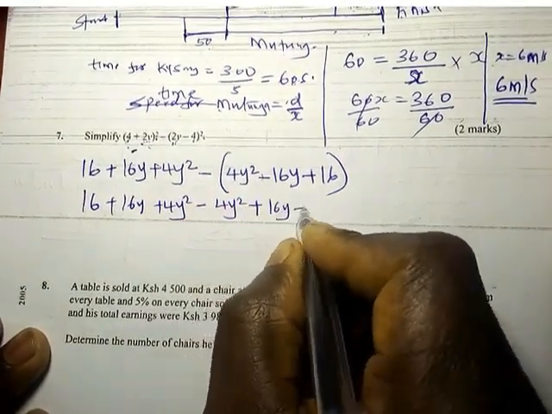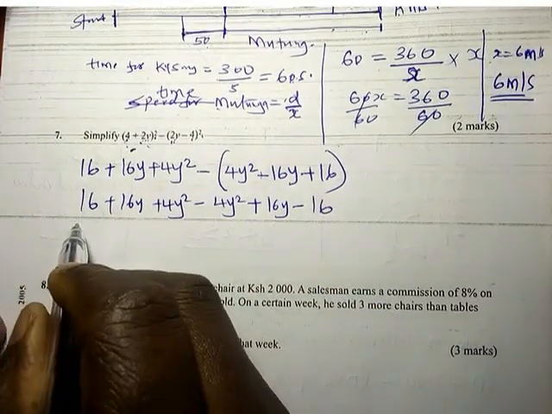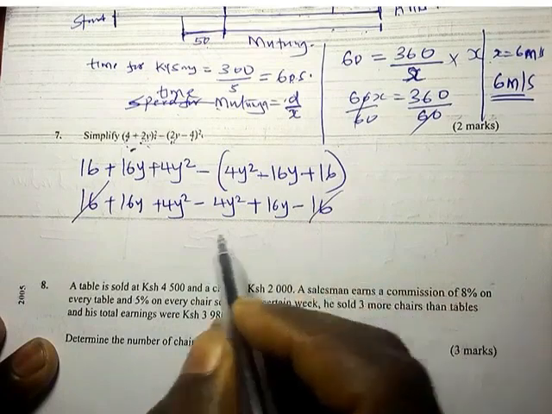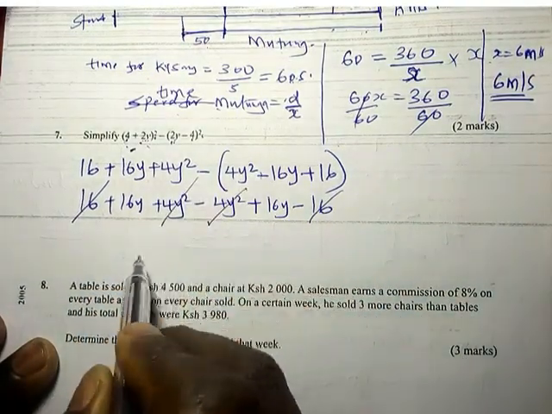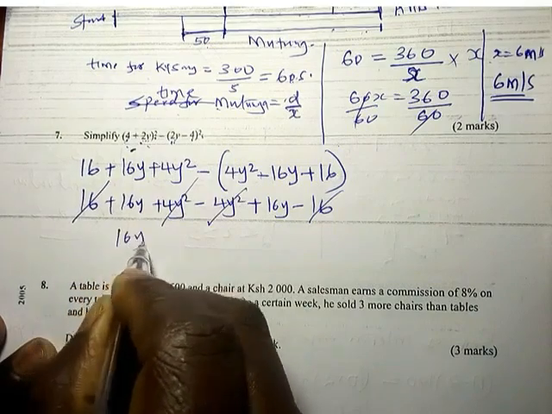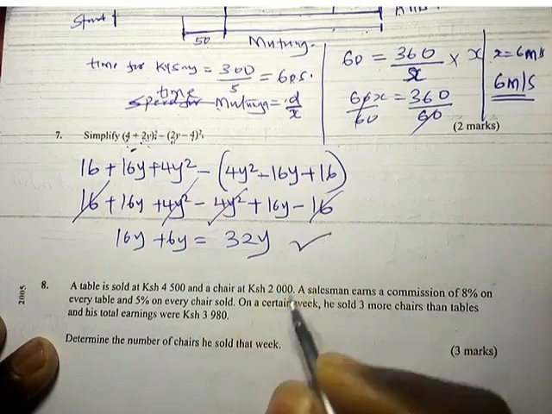So you realize that this one and this one will die, will finish because it is 0. Another that will finish is this, and this will be 0. So we have 16y plus 16y, which is equal to 32y.